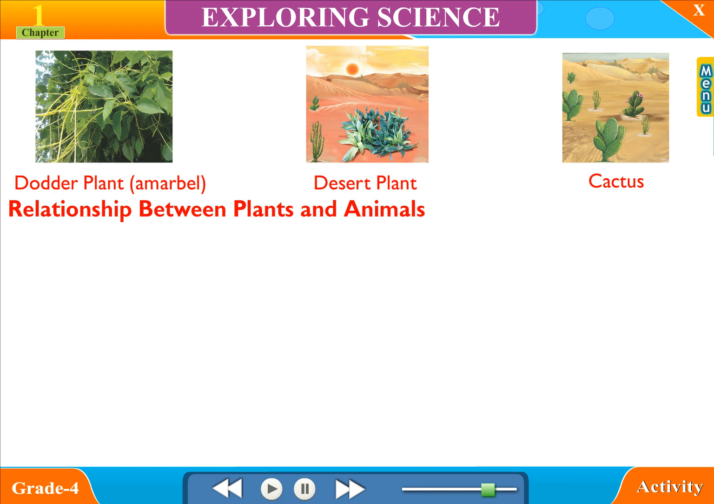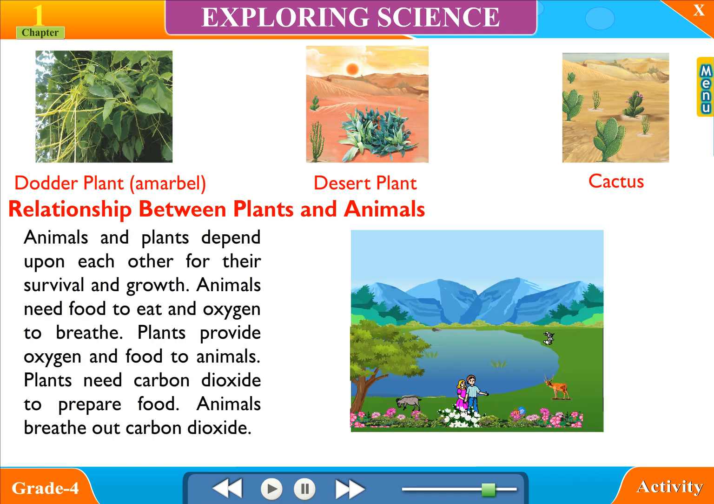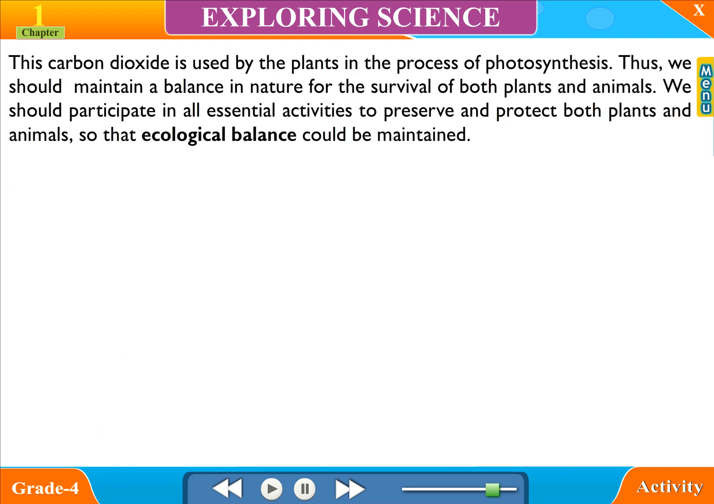Relationship between plants and animals. Animals and plants depend upon each other for their survival and growth. Animals need food to eat and oxygen to breathe. Plants provide oxygen and food to animals. Plants need carbon dioxide to prepare food. Animals breathe out carbon dioxide. Plants and animals are interdependent. This carbon dioxide is used by the plants in the process of photosynthesis. Thus, we should maintain a balance in nature for the survival of both plants and animals.